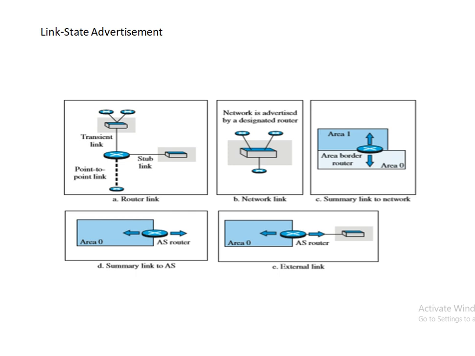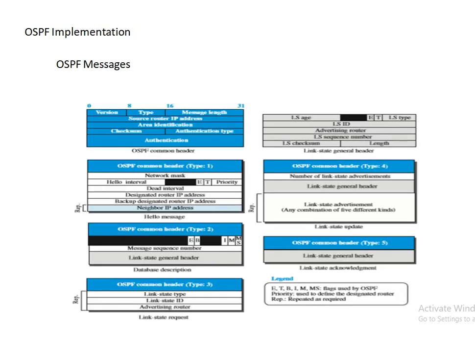Now let us see how this OSPF implementation is done. Obviously OSPF implementation is done the same as RIP, by exchanging messages. There are 5 different types of messages which we can see. The first one is the hello message, which is type 1, and it is used by the router to introduce itself to all the neighbors and to announce all the neighbors that it already knows.